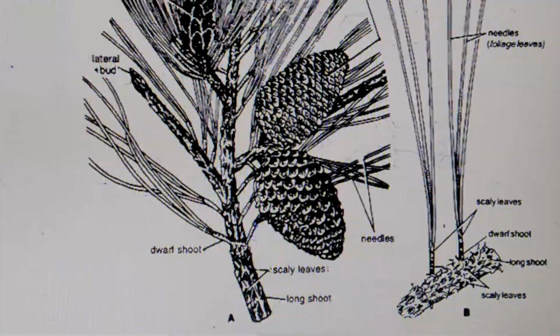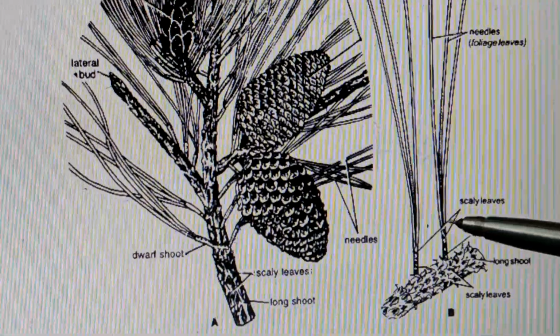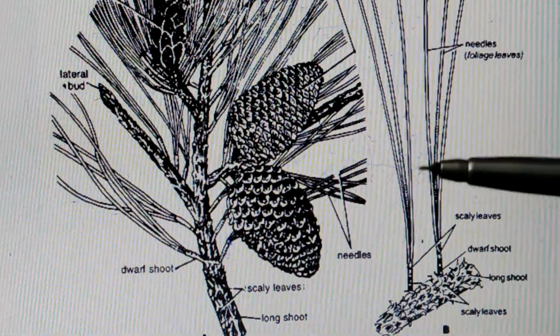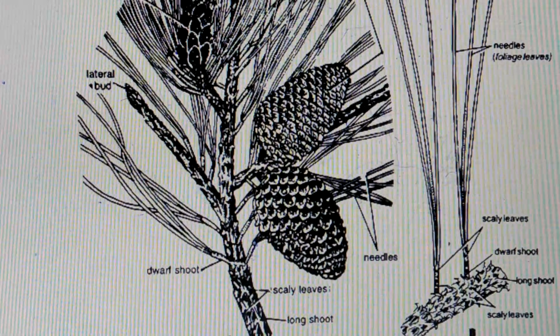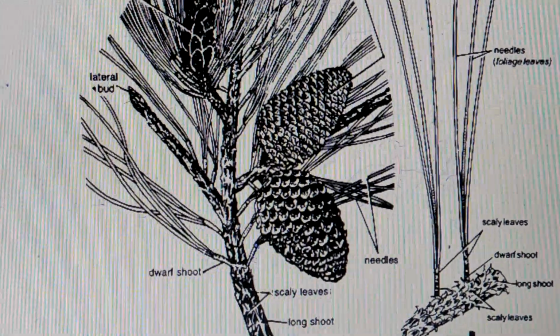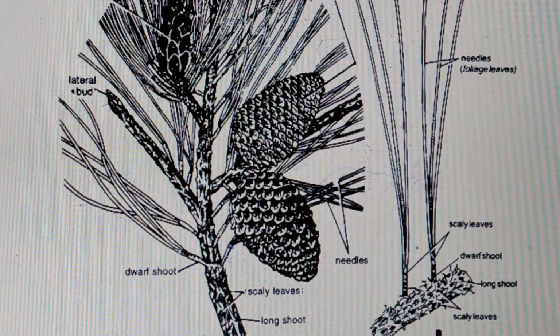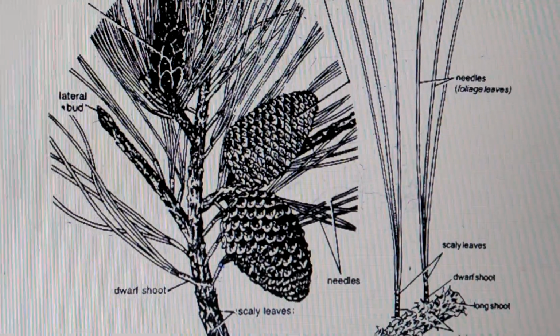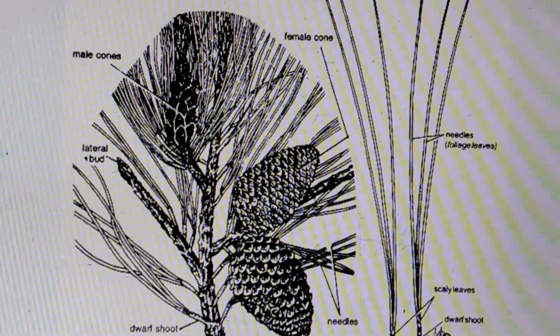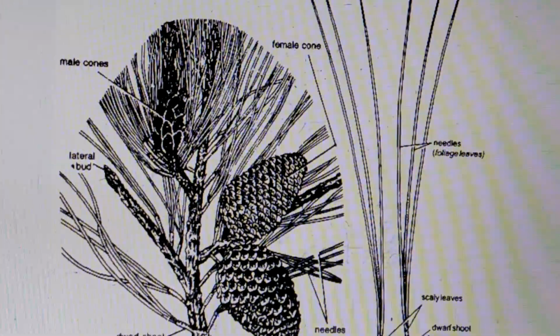Now in different species of Pinus, different kinds of spurs are formed, that is unifoliar, bifoliar, trifoliar, pentafoliar, likewise. In the sense, this dwarf shoot may have only one needle like leaf, or it may have two needle like leaves, or it may have three needle like leaves. Likewise, it is differentiated into monofoliar, bifoliar, trifoliar, pentafoliar.